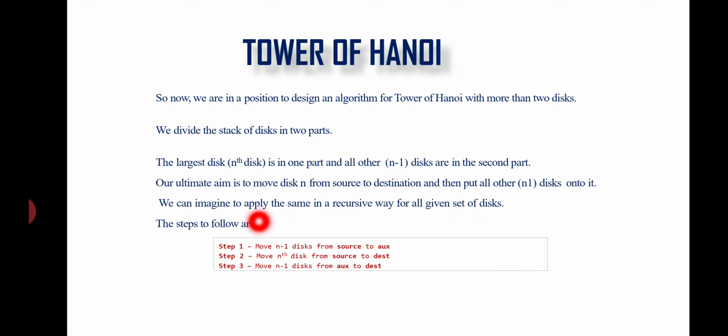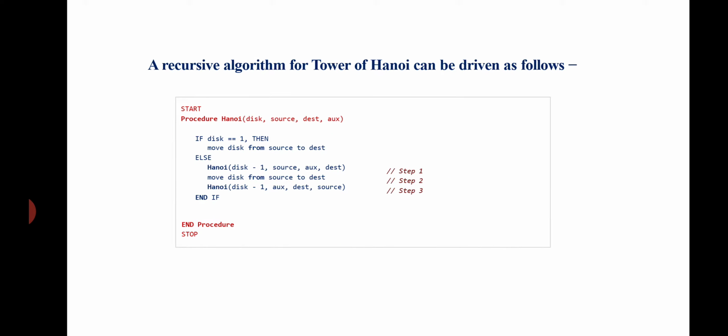For example, step 1: move the n-1 disks from source to auxiliary. Step 2: move the nth disk from source to destination. Step 3: move the n-1 disks from auxiliary to destination. These 3 steps are very important. First we call n-1 disks from source to auxiliary, another one is source to destination, and another one is auxiliary to destination. Then we come to the algorithm.